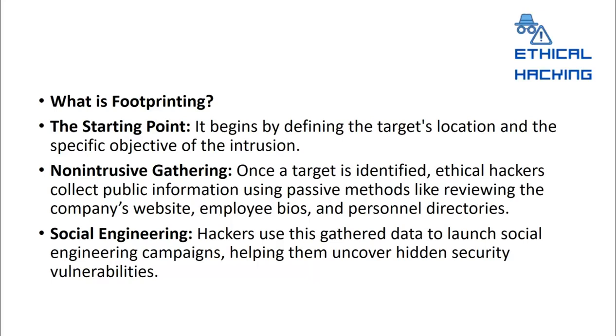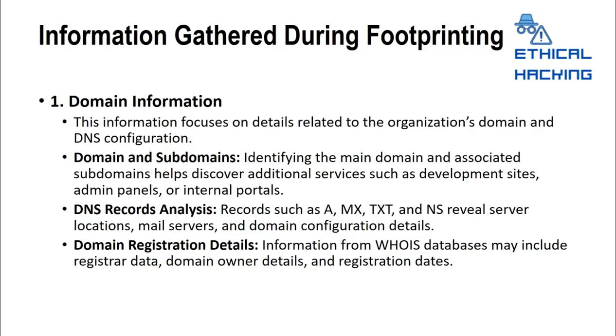Then once the target is identified, the ethical hackers collect public information using passive methods like reviewing the company's website, employee bios, and personal directories. After that, hackers use this gathered data to launch social engineering campaigns, helping them to uncover hidden security vulnerabilities. Then what is the information gathered during footprinting?